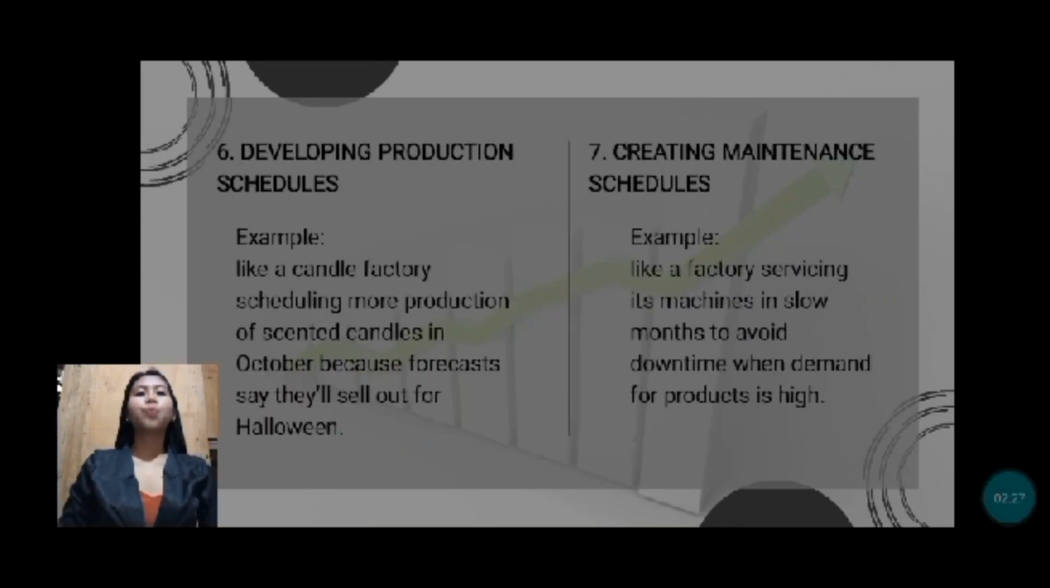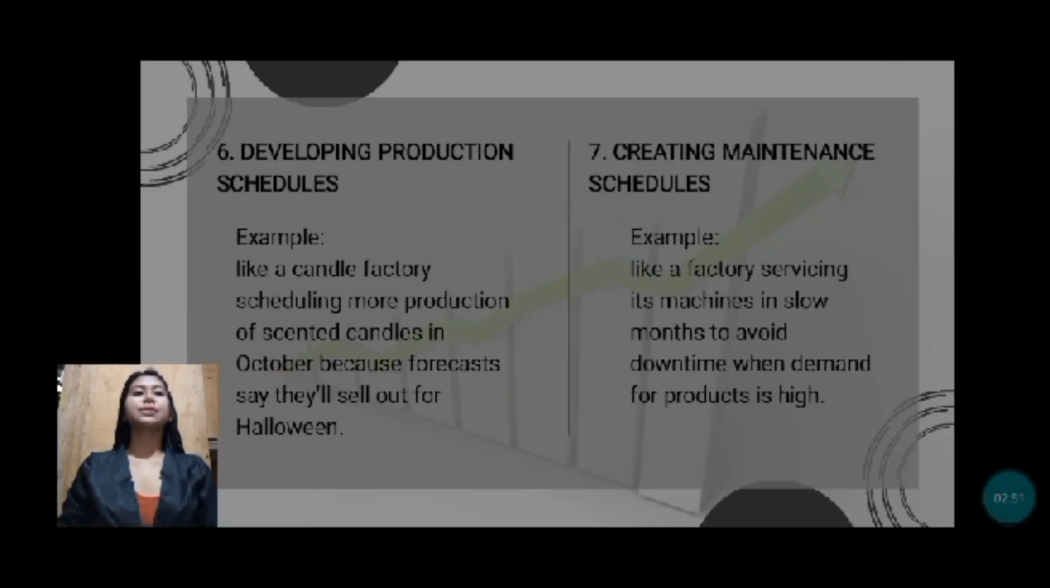The next one is developing production schedules. Developing production schedules using demand forecasting means planning when and how much to make of a product so it's ready when customers want it. For example, a candle factory scheduling more production of scented candles in October because forecasts say they'll sell out for Halloween.